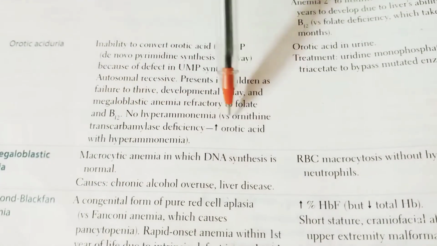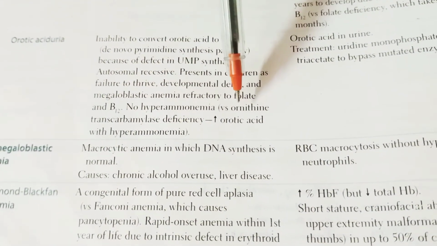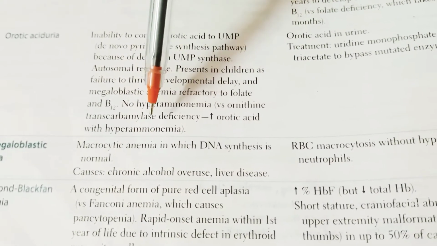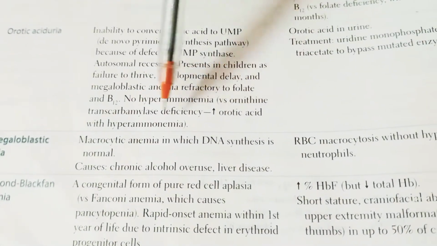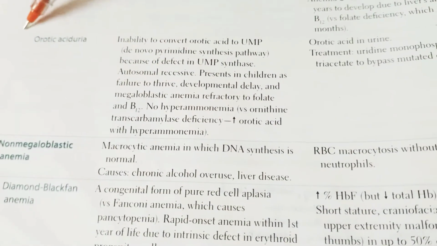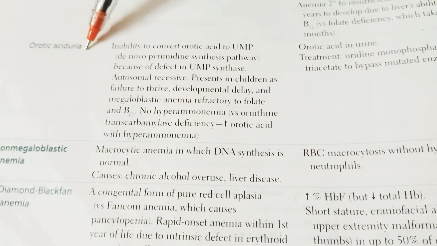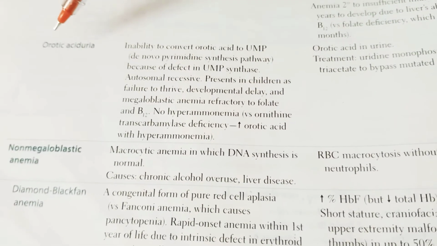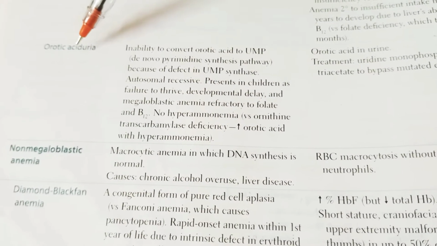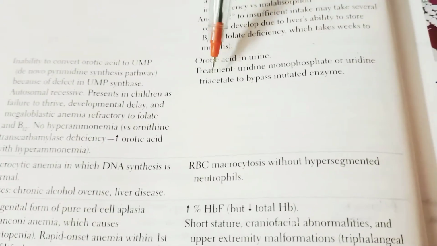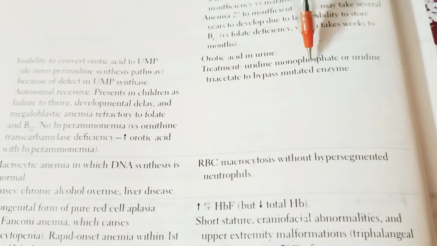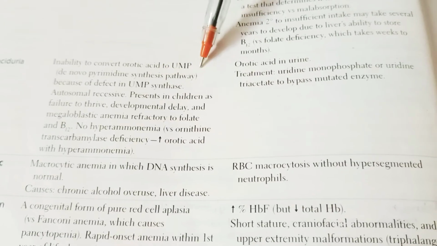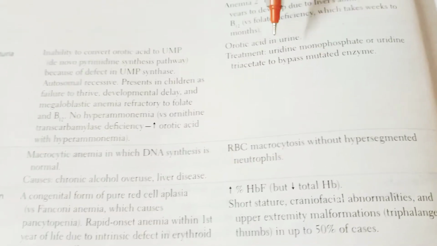There is no hyperammonemia, because you need to compare this with ornithine transcarbamylase deficiency, where there is increased orotic acid with hyperammonemia, but here in orotic aciduria, remember, there is no hyperammonemia. Okay, and in orotic aciduria, in the name itself you can see that orotic acid is present in the urine. And the treatment is uridine monophosphate or uridine triacetate to bypass the mutated enzyme, because here the defect is that UMP is not present, so for treatment we'll give UMP only.